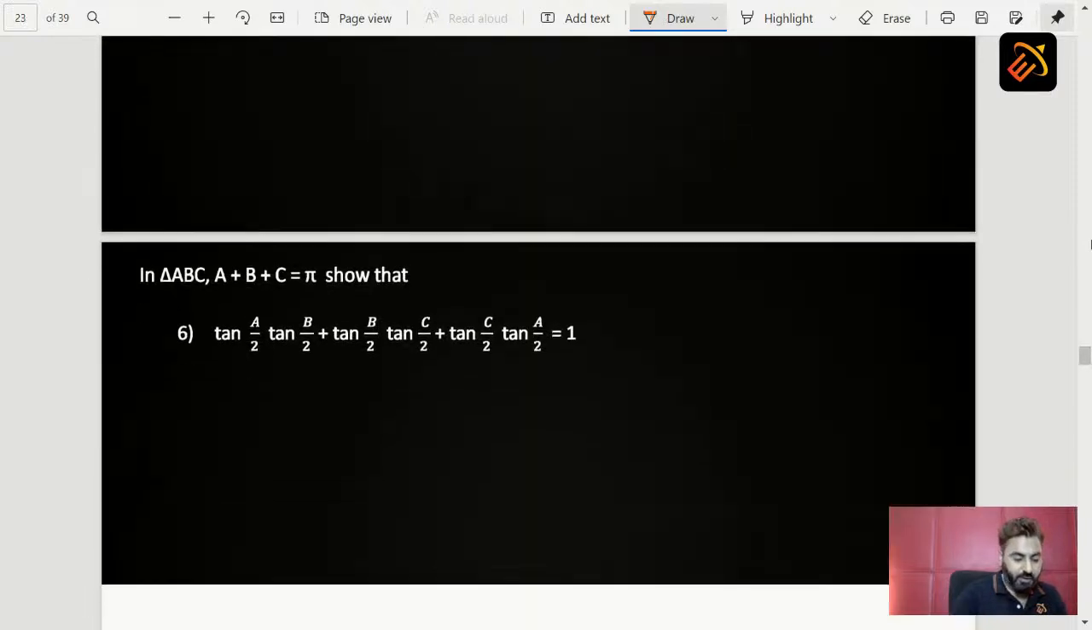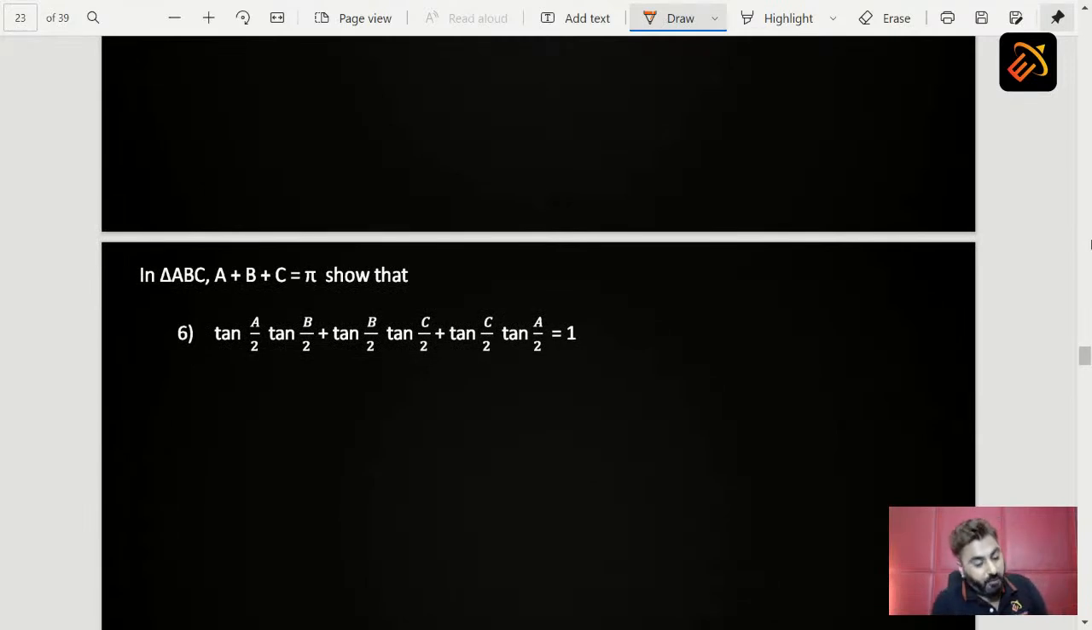So our next question is, in triangle ABC, a plus b plus c is equal to pi. Show that tan a by 2 into tan b by 2 plus tan b by 2 into tan c by 2 plus tan c by 2 into tan a by 2 is equal to 1. How to start? Now students, as I mentioned earlier, there are few sums जहाँ पे हम left side या right side नहीं solve करते. We take some other method. So this is that type of sum.